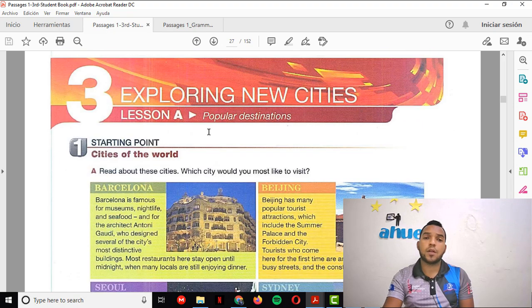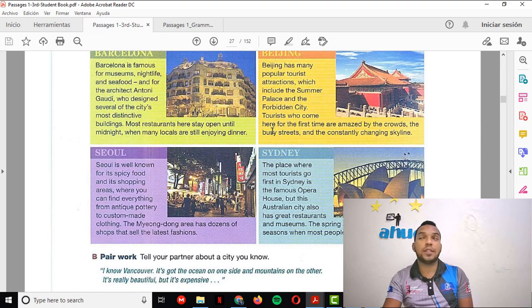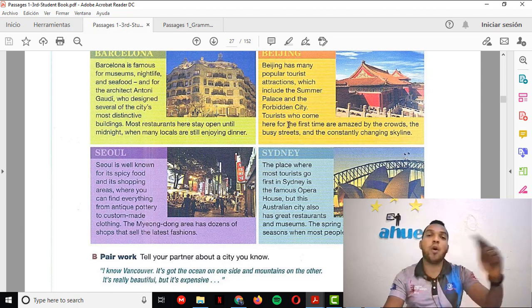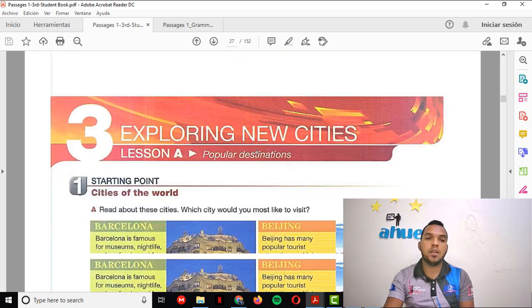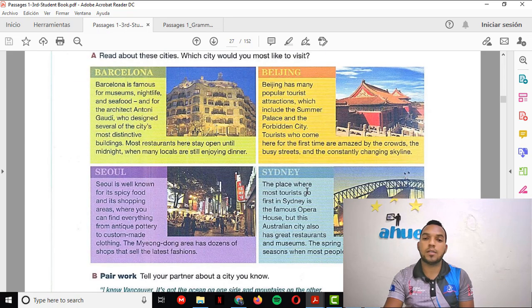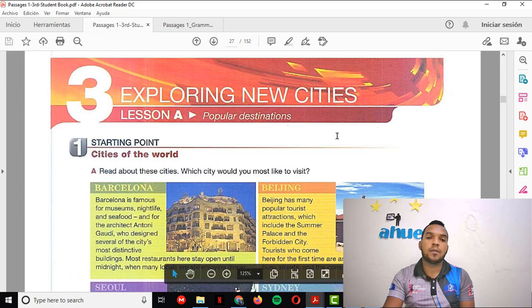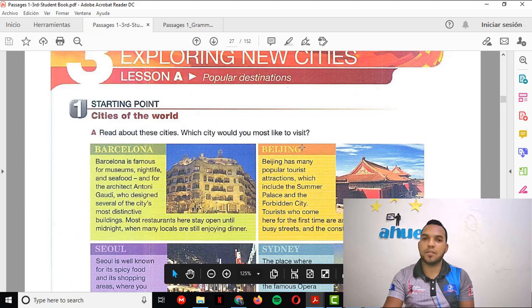All right, so here this is the unit name, exploring new cities. I love to go to different cities like that. Here in the Dominican Republic, I want to visit all of the cities of this country. It is something good. Here we have Barcelona, Beijing, Seoul, and Sydney. So this is going to be very interesting, this part.